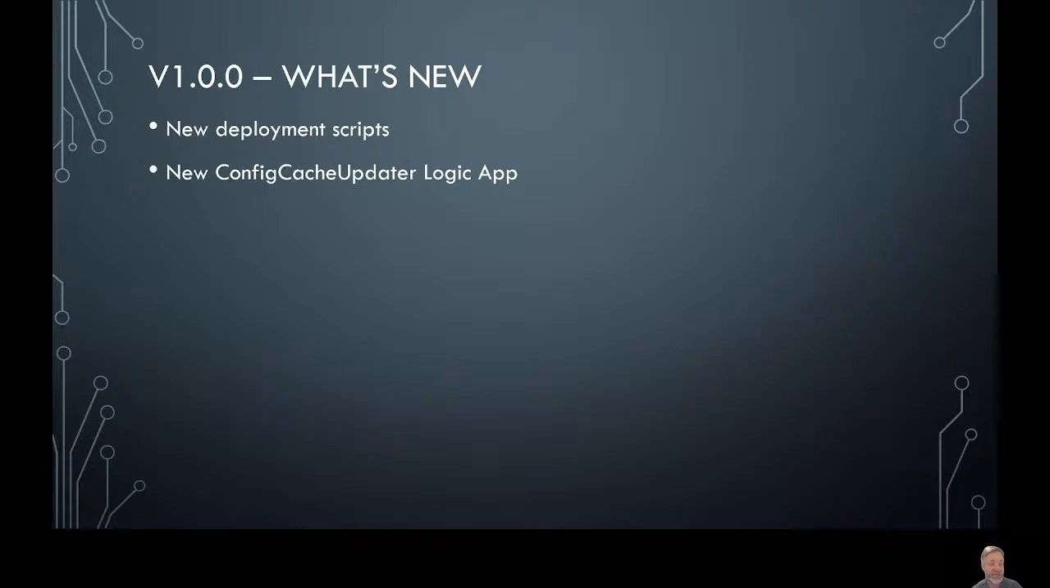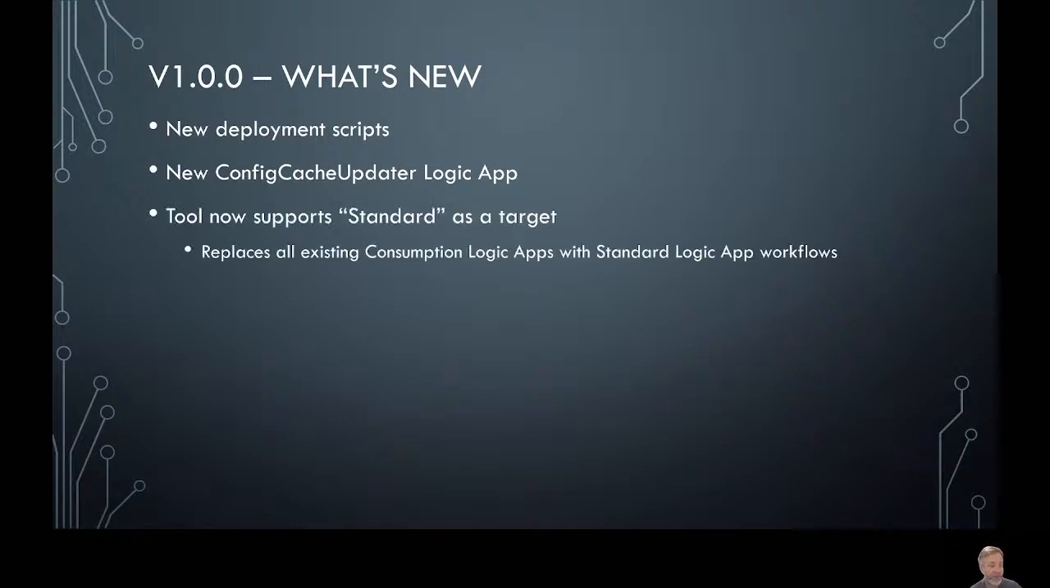Then there's a new config cache updater Logic App. As you might know, a lot of configuration is stored in Azure App Configuration, with configuration entries for each Logic App or the routing slip. That information is cached in API Management, which means that if you change it in Azure App Config, you have to manually refresh the cache. Now you don't have to do that. The config cache updater will automatically refresh the cache for you using an Event Grid trigger.